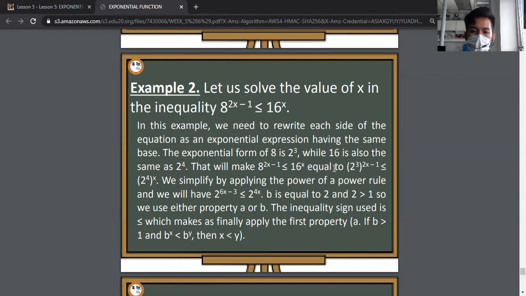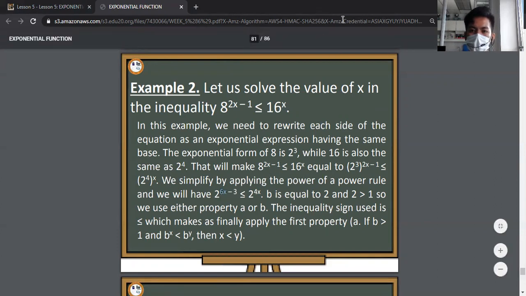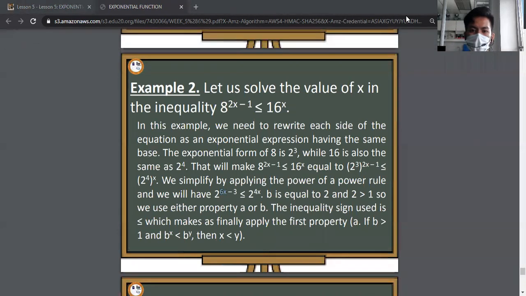2x times 3 is equal to 6x. Okay po? Lagyan natin animation. So, 3 times 2x is equal to 6x. Ito na po. Then, negative 1 multiplied by positive 3 is equal to negative 3. Then, sa kabila naman po, 4 times x is equal to 4x. So, ito na po yung pinaka-equation po natin.